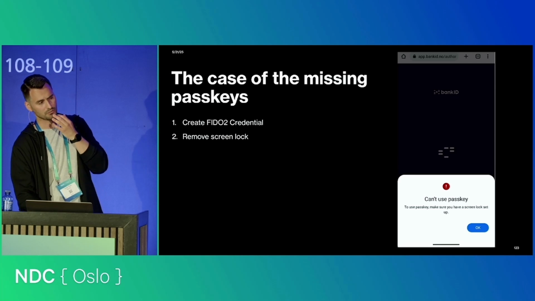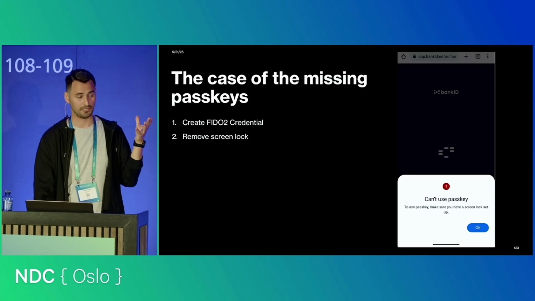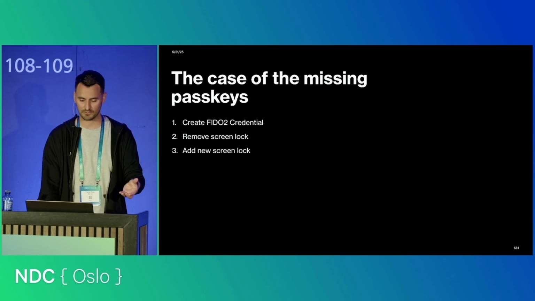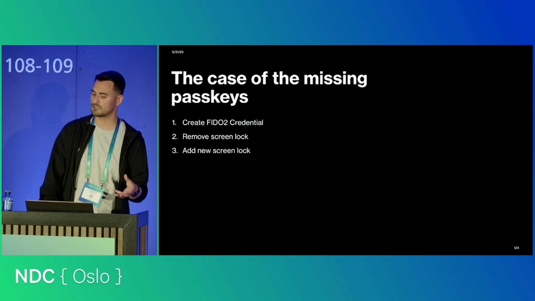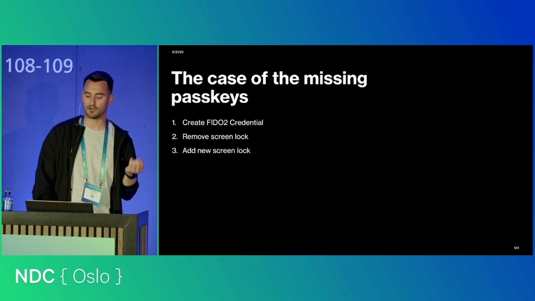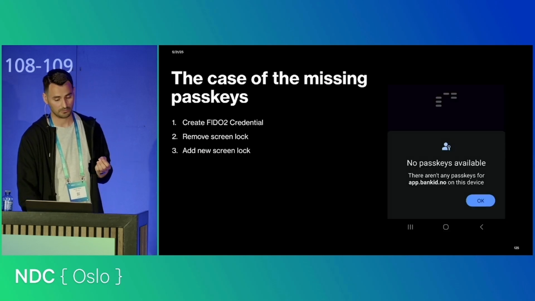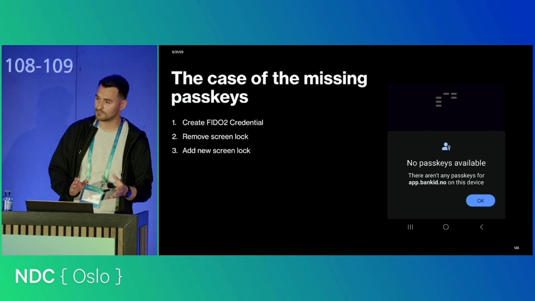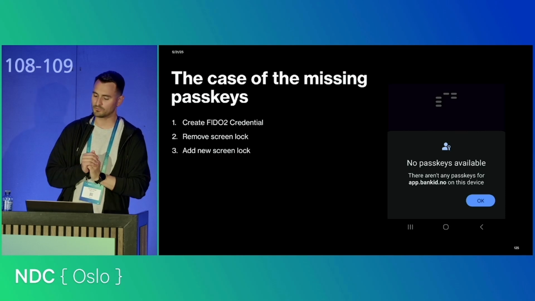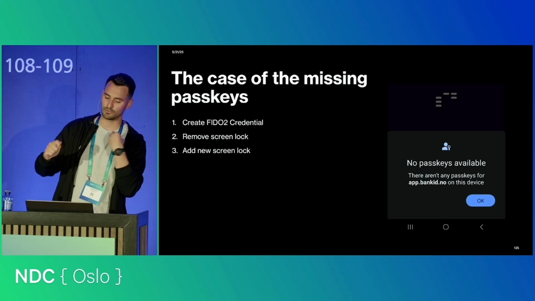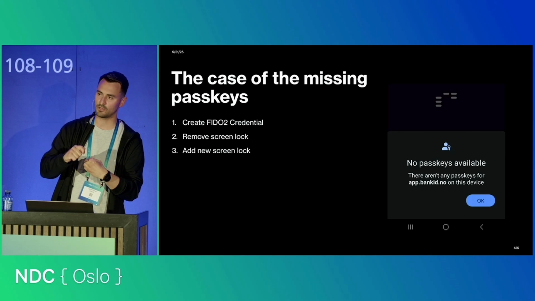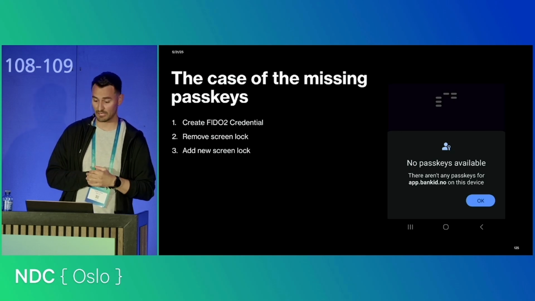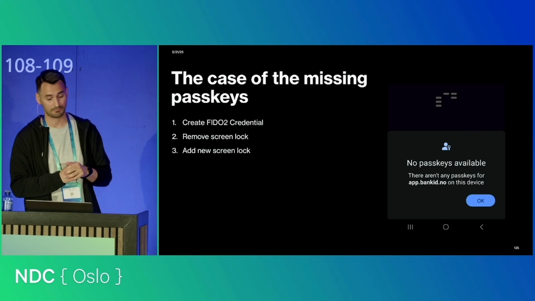However, if you also perform a third step, which is actually adding a new screen lock, the issue is no longer that you are missing a screen lock. The issue is purely that your key is missing. So the error says that there aren't any passkeys available. Now, this makes total and complete sense, but users don't necessarily understand that removing and then adding back their screen lock results in their key being destroyed. So this is a thing to keep in mind with regards to passwords versus passkeys.